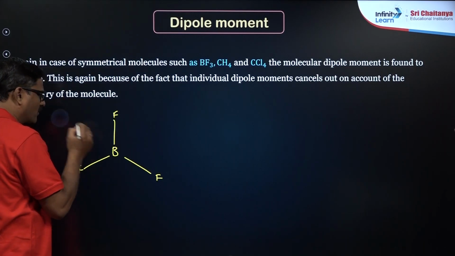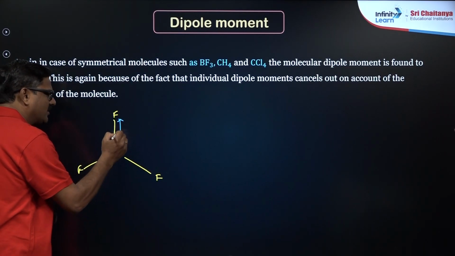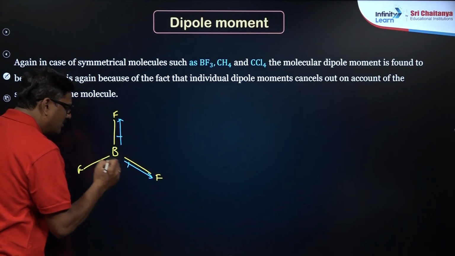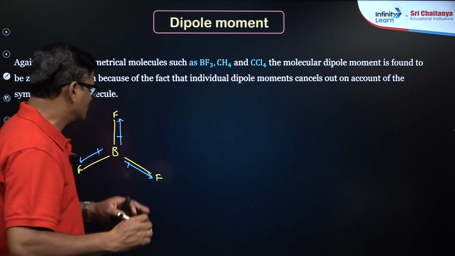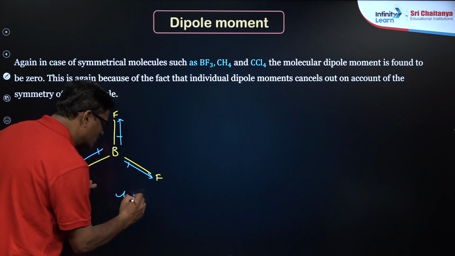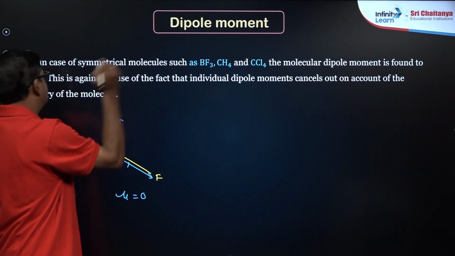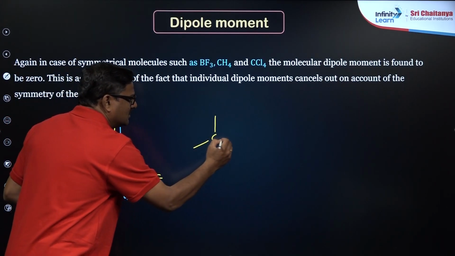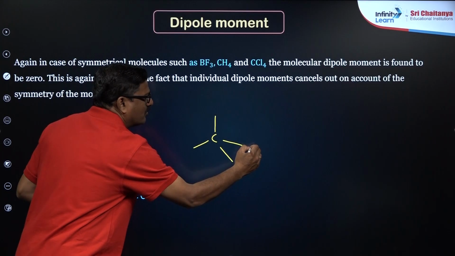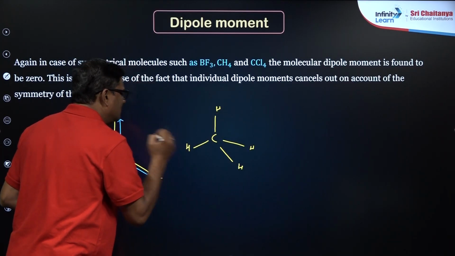And boron and fluorine is more electronegative, so that the 3 bond moments get cancelled because of the 120 degrees angle, so the resultant dipole moment is equal to 0. You can check CH4, it is tetrahedral. In the tetrahedral, all 4 bonds are going to be cancelled like this.